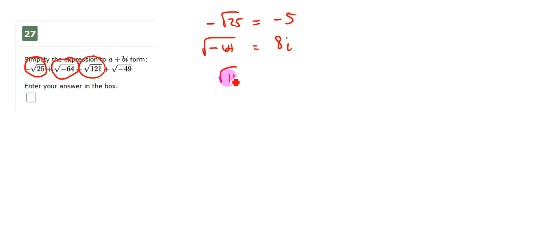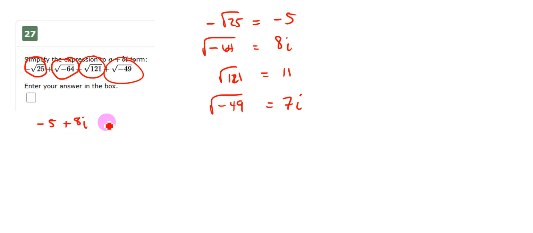Square root of 121, spoiler alert, is 11. And this negative square root of negative 49 is going to be 7i. So what we have is negative 5 plus 8i plus 11 minus 7i. Or plus 7i, I'm sorry. Combine like terms, negative 5 and 11 is 6. 8 and 7. And there we go. Simple as that.